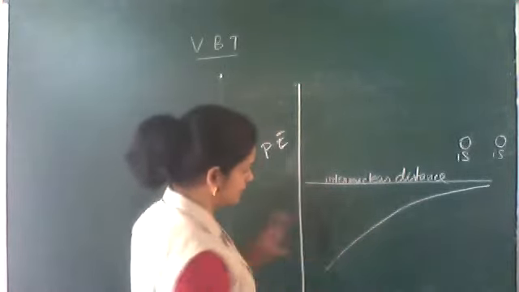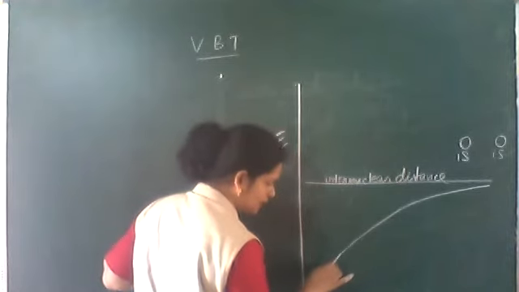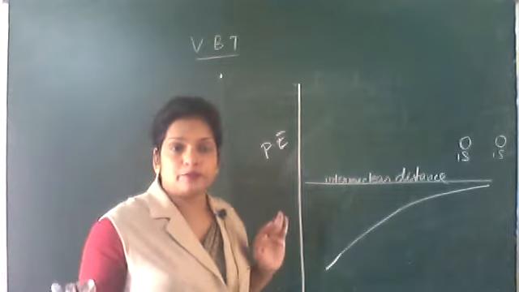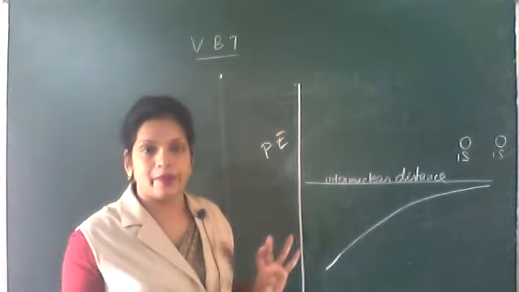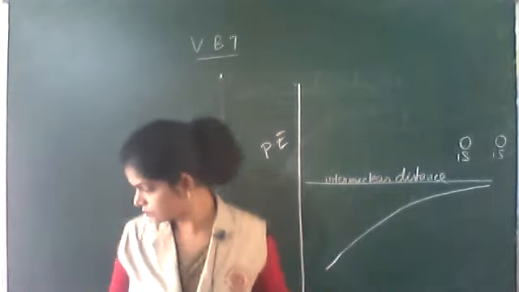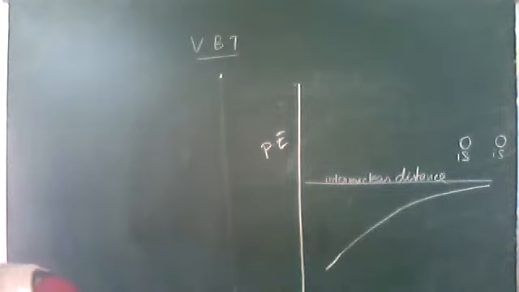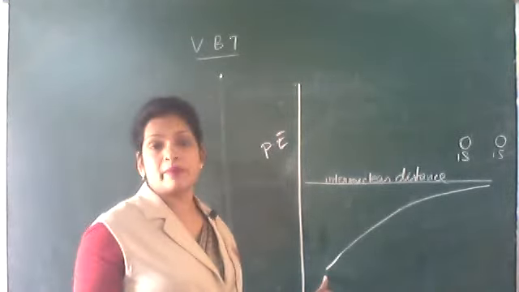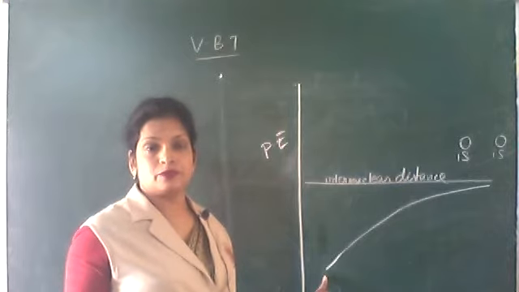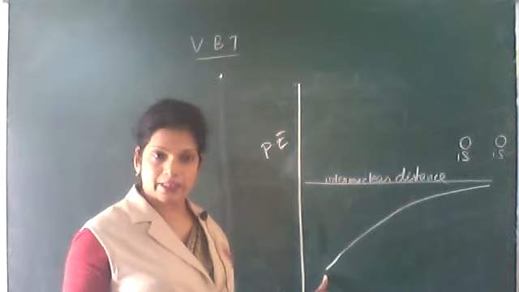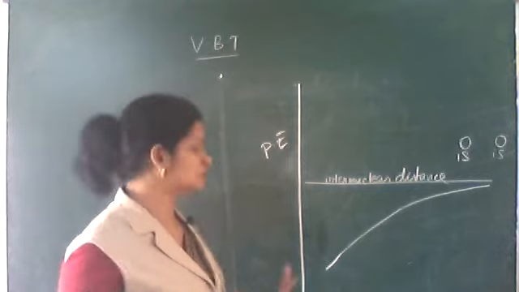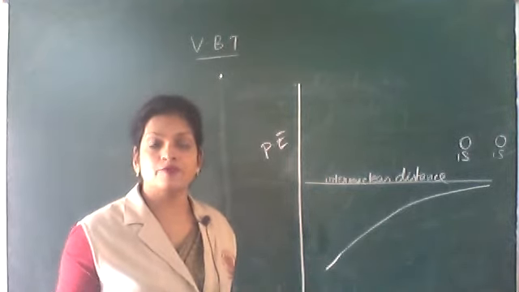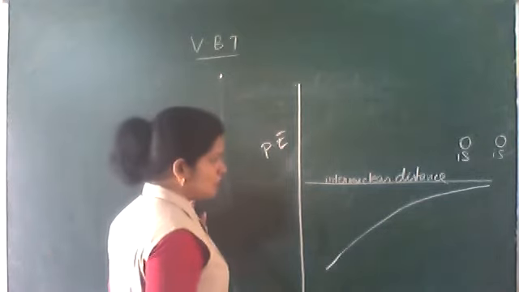Energy decreases and decreases, and the lowest energy is reached. At that time, attractive forces become equal to the repulsive forces. That is the minimum energy. Attractive forces are in equilibrium with repulsive forces. We say a bond is being formed between these orbitals.